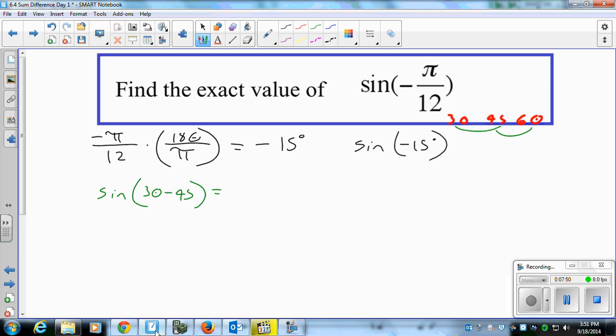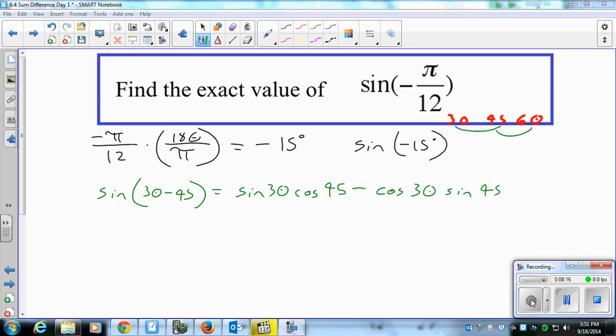So sine, I'm going to have sine of 30, cosine of 45, minus, so the same sign. Then I have cosine of 30 and sine of 45. From there, I'm going to go ahead and plug in what I know from my unit circle.